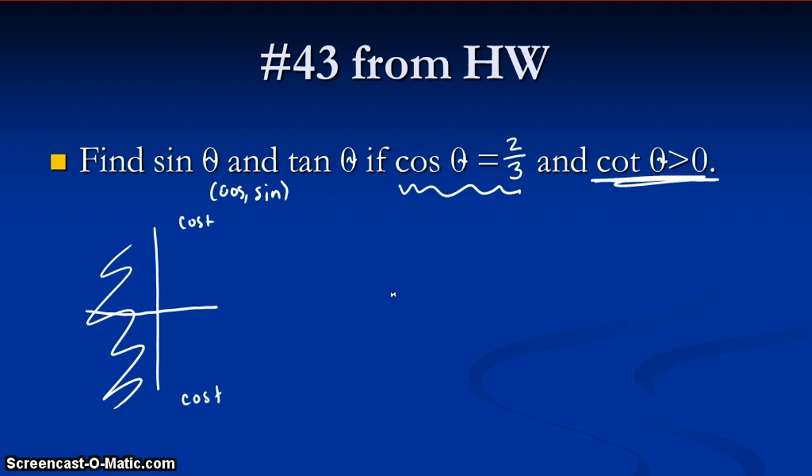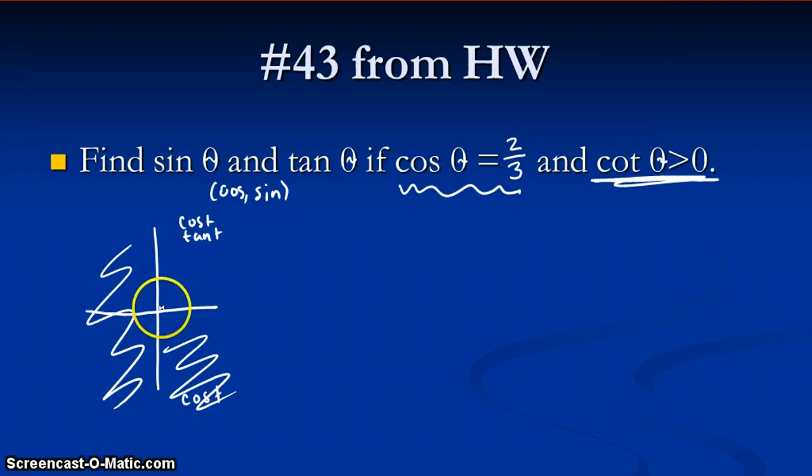Again, that alone isn't enough information to help me, so now I have to go to the second piece, and they say cotangent of theta is greater than 0, which means cotangent is positive. Now, when we do unit circle stuff, we don't really talk about cotangent, but I know that it's the reciprocal of the tangent function, and so therefore, if tangent is positive, cotangent is positive as well, and of these two quadrants, tangent is positive in quadrant 1. So it's going to be quadrant 1.